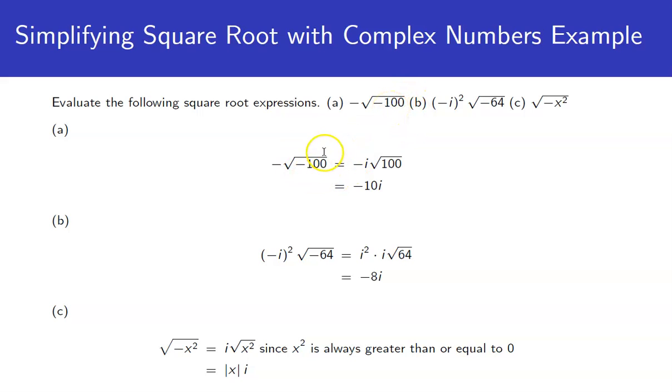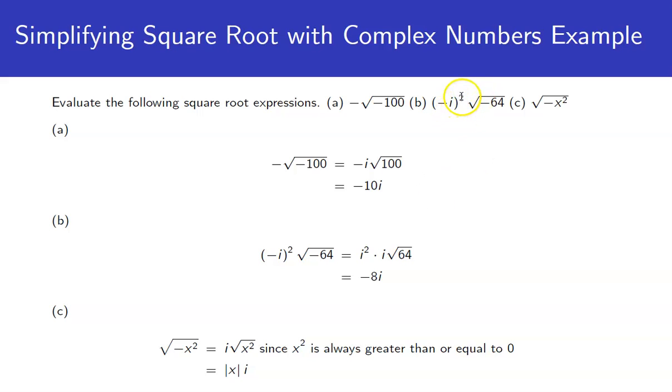Well, let's simplify the square root of negative 100 first. We know it's a negative here, so when we have a negative under the square root, we'll pop an i out here. So now we have negative i times the square root of 100. And the square root of 100 is 10, so that simplifies to negative 10i.